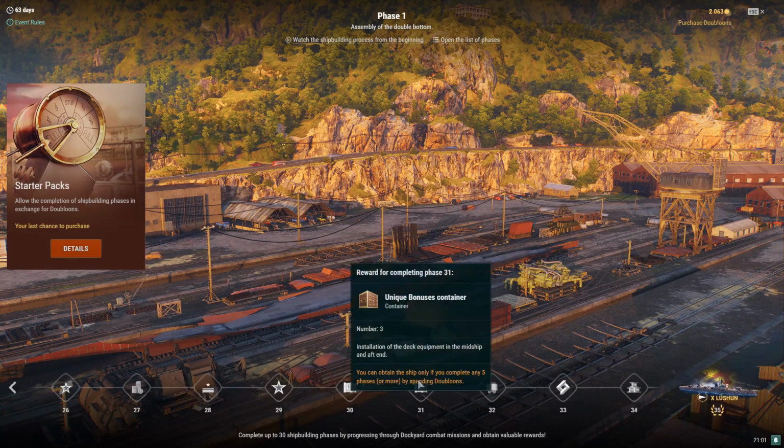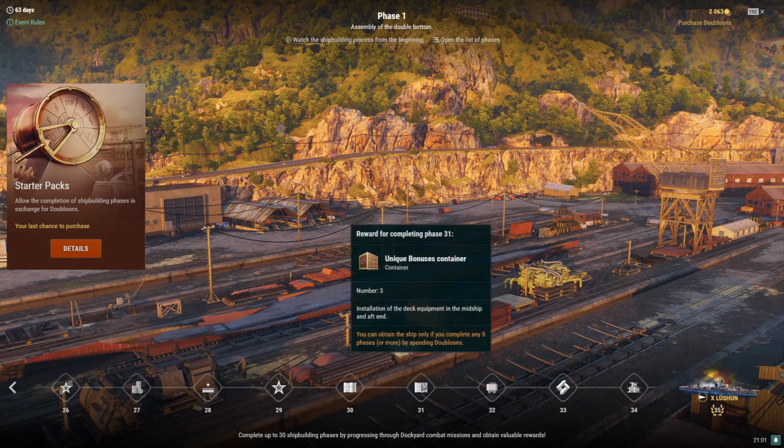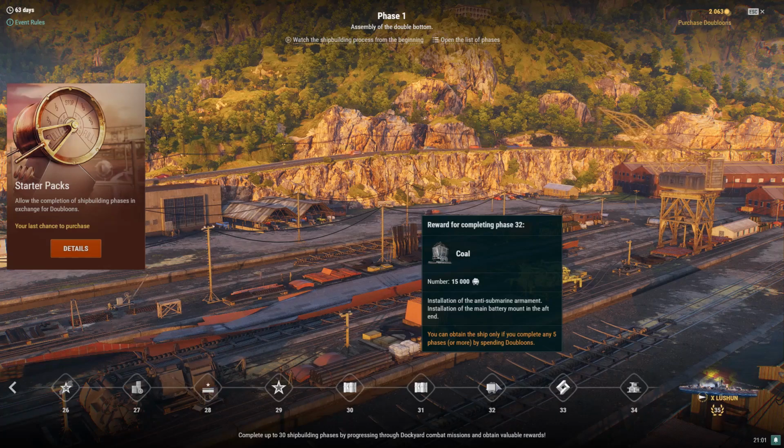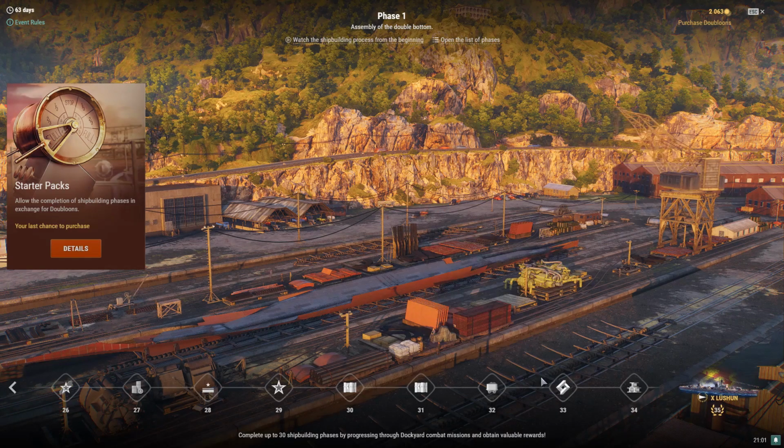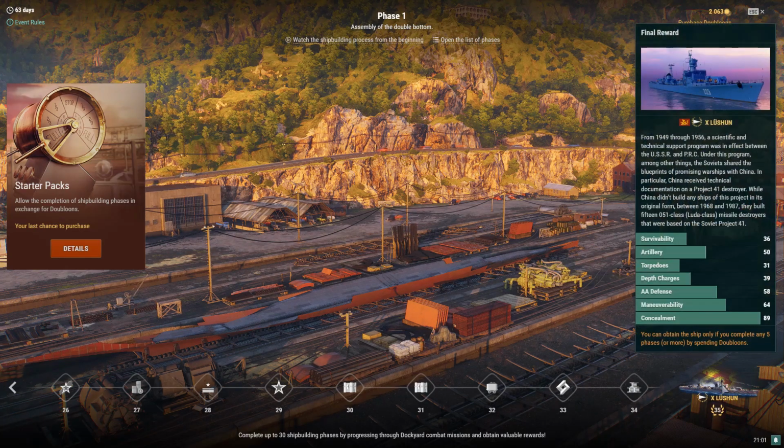More rare bonuses container, so a lot of economic rewards, and then you have the unique bonuses container in the last stretch of the five. The 15,000 coal, so that's 35,000 coal, 4,000 research bureau points, 2,000 steel, and then the Lüshun itself. So let's go ahead and just read about the ship.